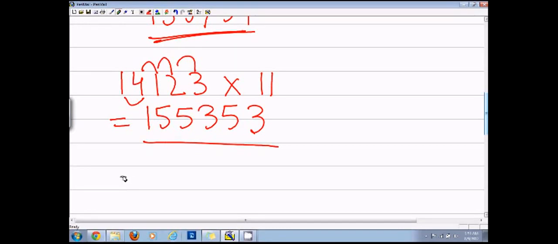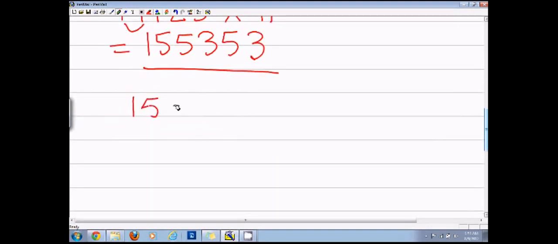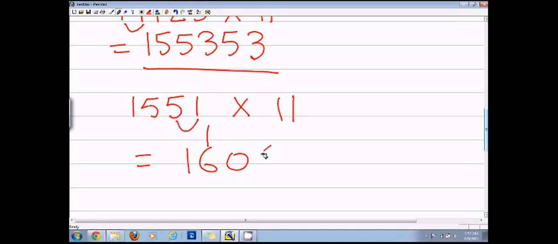For example, I have 551 and I want to multiply it by 11. In this case I'll have 1, and then 1 plus 5 is 6, and then 5 plus 5 is 10. So I write 1 here and carry the 1, and then 5 plus 1 is 6, and then 1. So the answer will be 17061. Am I correct or not?